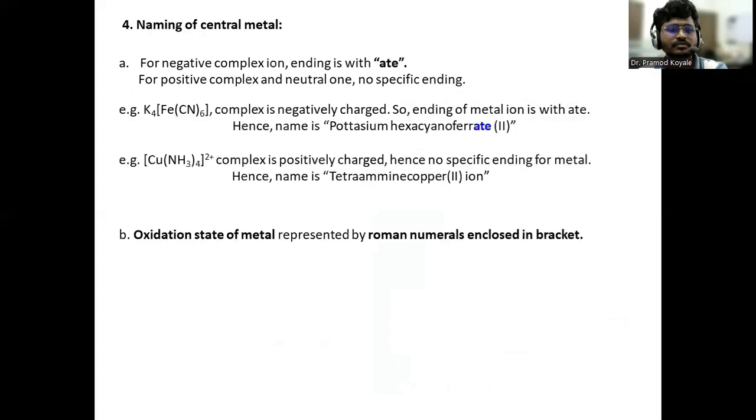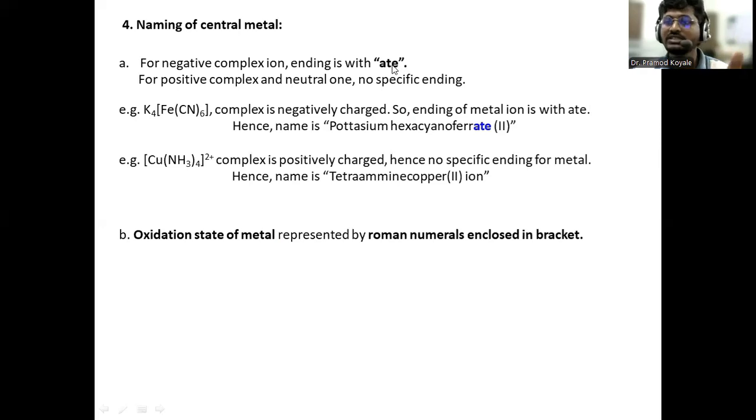The next and last rule is related to the naming of the central metal. Regarding the coordination sphere, we have the complex ion, which is either a negative complex ion, a positive complex ion, or a neutral one. Regarding the negative complex ion, the ending of the metal name should be with ATE. Okay, ATE.